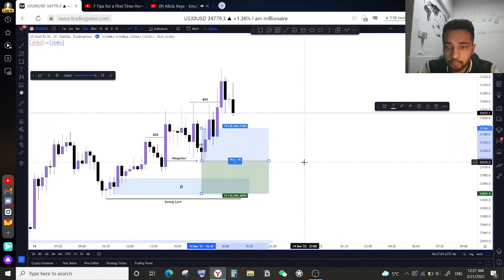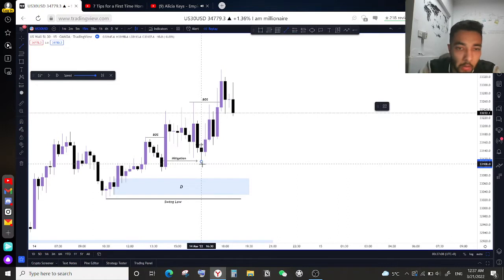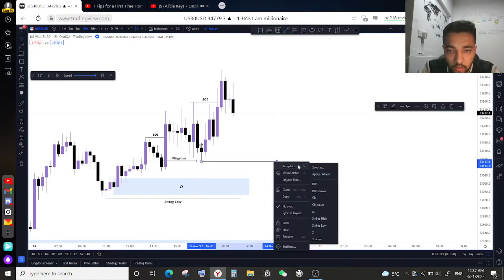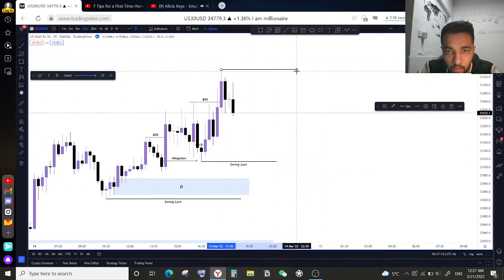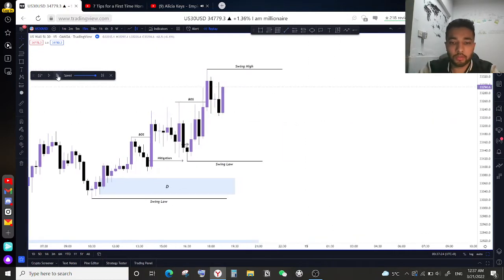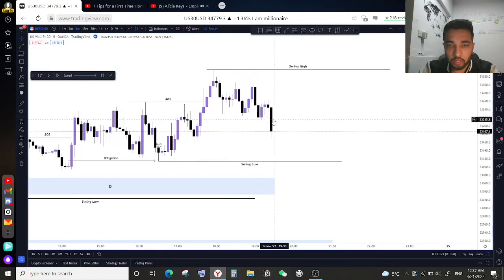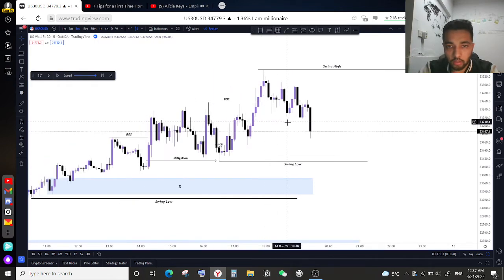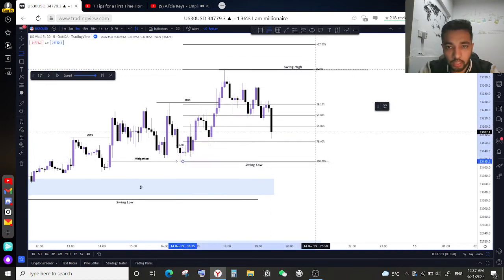Why is this happening? Okay. This is my swing low so far. And this is my swing high so far. And let's see how it works out. Let me go to 5 minutes and see what's happening. If I were to do Fibonacci from here to here, let's see what's gonna happen.